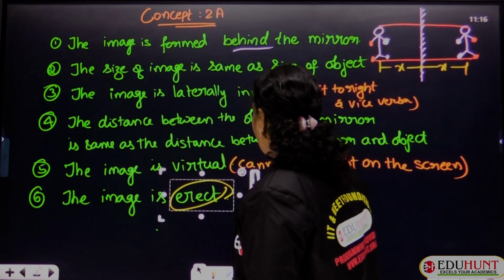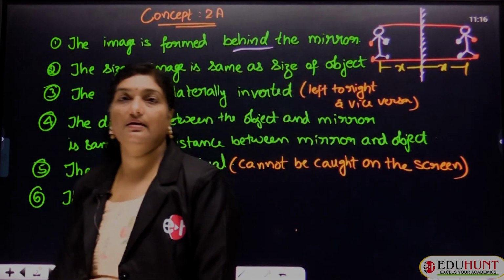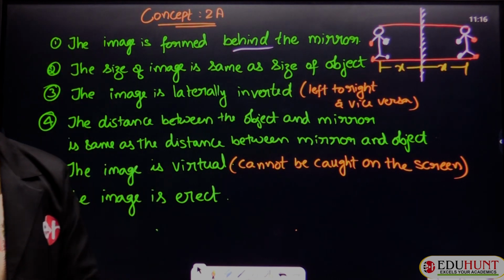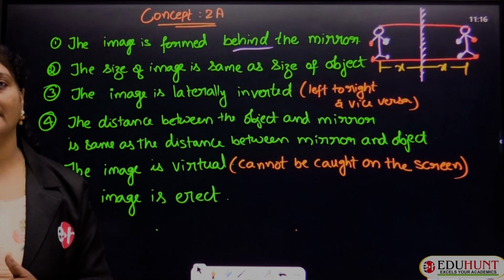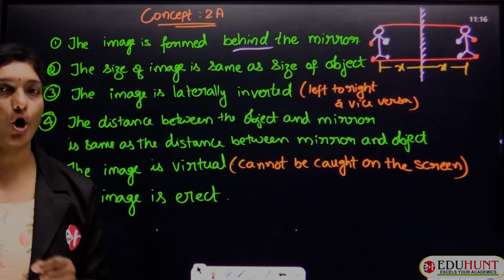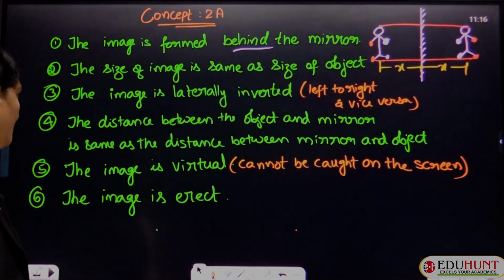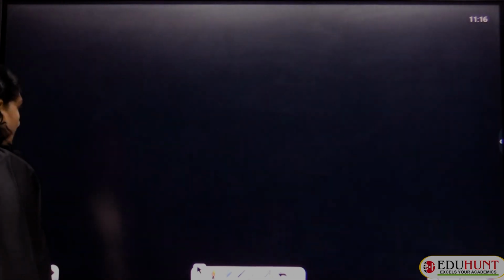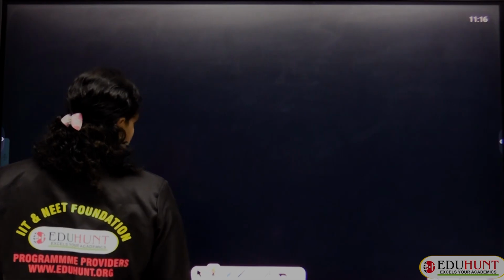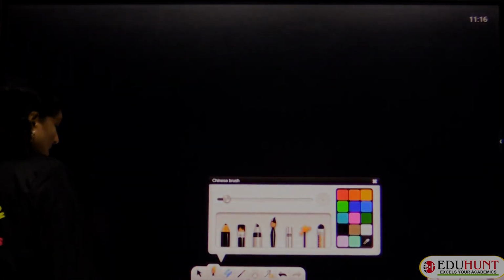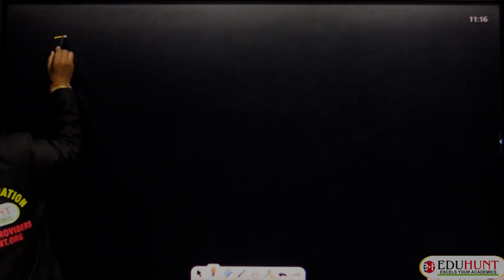Okay. So I hope the characteristics regarding the mirror are clear, children. Now let us try to understand in detail the types of images as well as types of objects. Here we go. Okay. So first of all, let us try to find out what is an image.